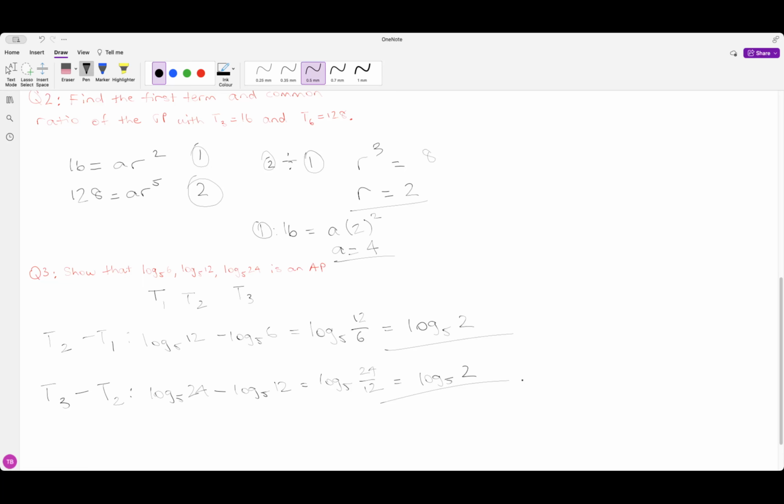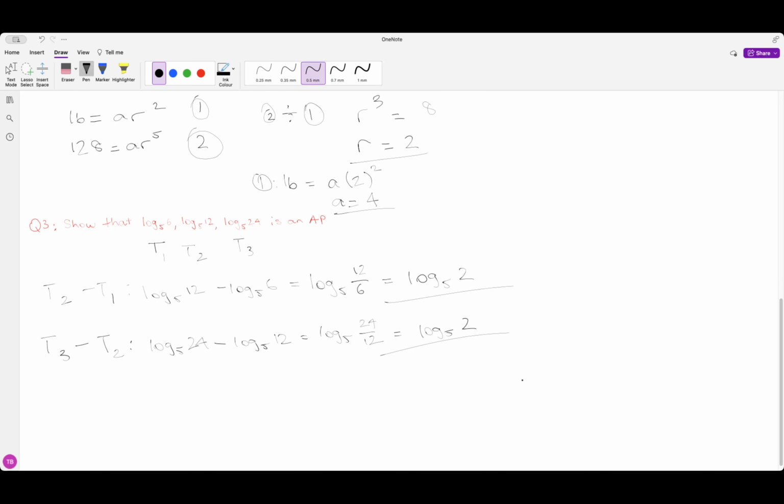Now, important thing to note here, I haven't completely answered my question. You've got to be really careful with how you write an answer to something like this. So what I've shown is that there's a common difference, which is basically 90% of the work. But the question doesn't ask to show that there's a common difference. It asks to show that there's an AP. So what I say is, because there is a common difference, this is an AP. Right? And that's how I'd answer a question like that, to make sure that the marker understands that you understand how to answer it.